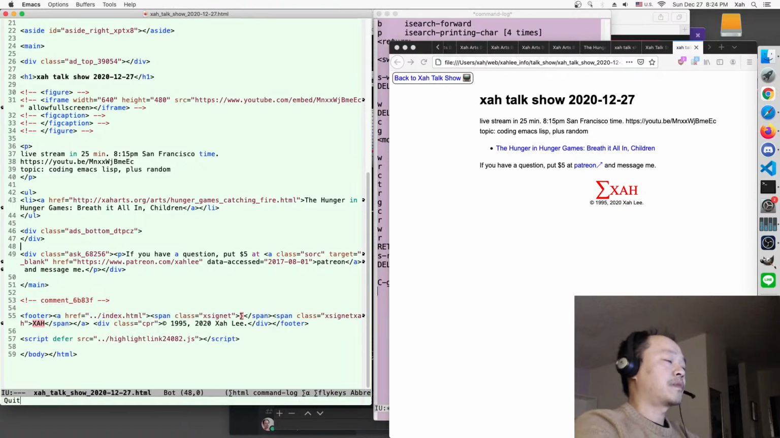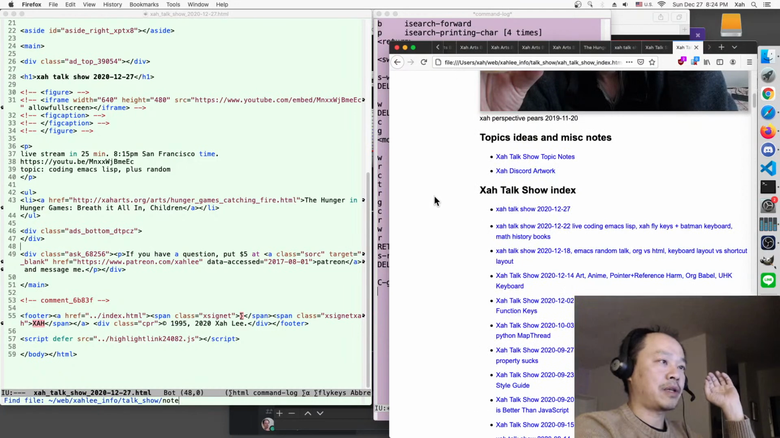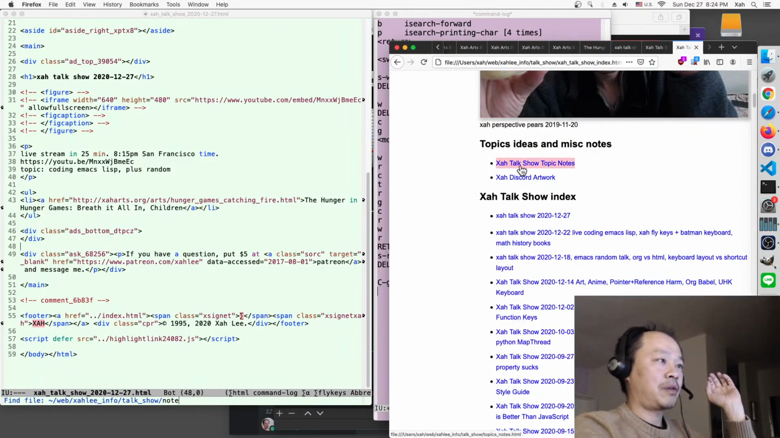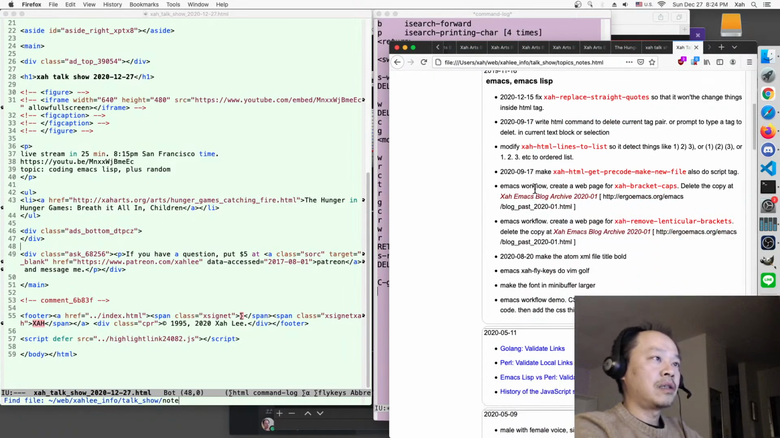So let's do Emacs. First stop is Emacs Lisp coding. And what are we going to do? There it is. Now you can look at this list. If you want me to do some particular items, just say it in a comment. But I am going to begin with this one: write an HTML command to delete the current tag pair, or prompt to type a tag to delete. So that's the one I'm going to write.